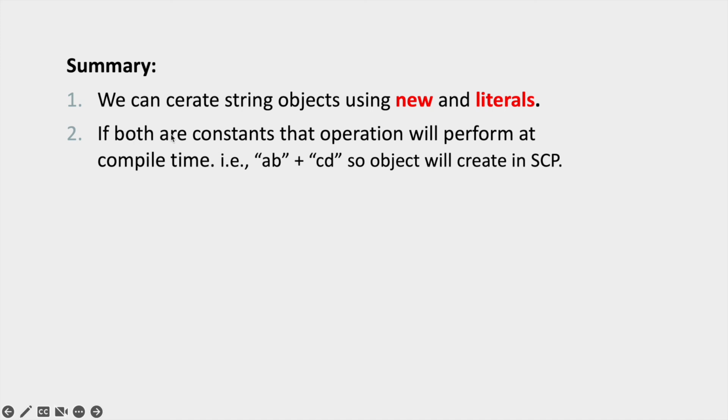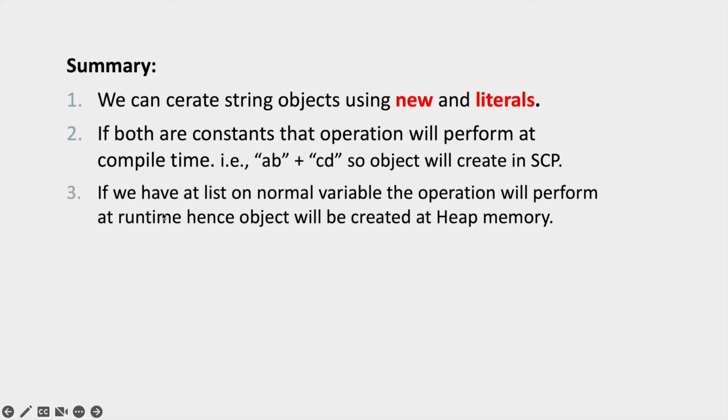Next, if both are constants, that operation will be performed at compile time only. That means if we are concatenating two string literals by using the plus operator, that will be executed at compile time only, so the object will be created in the string constant pool only. If we have at least one normal variable, the operation will be performed at runtime. That means the object will be created at runtime only, so the object will be stored in the heap memory.